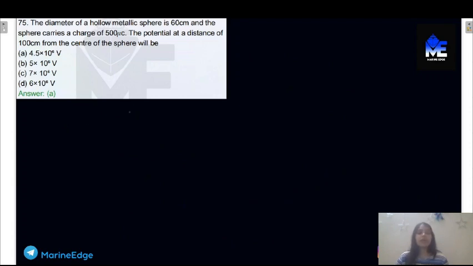So it is given the diameter of a hollow metallic sphere. Diameter is given as 60 centimeters. Okay. And the sphere carries a charge of 500 microcoulombs. Now what is it asking? It is asking what is the potential at a distance of 100 centimeters. What is the formula for potential of a sphere? Now, this potential that it is asking, it is beyond diameter, right? So R that is asked is greater than the radius of the sphere.